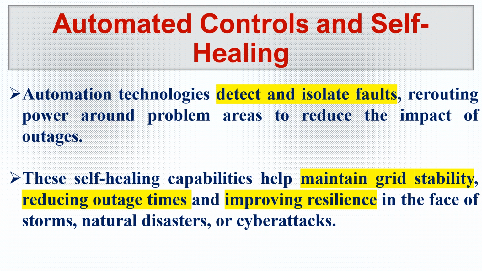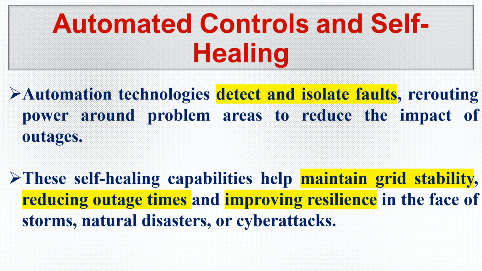Okay, automated control and self-healing. Automation technologies detect and isolate faults, rerouting power around problem areas to reduce the impact of an outage. As I explained earlier, a technician has no need to go to the site. The system itself will isolate the fault. Okay, isolate the fault location.